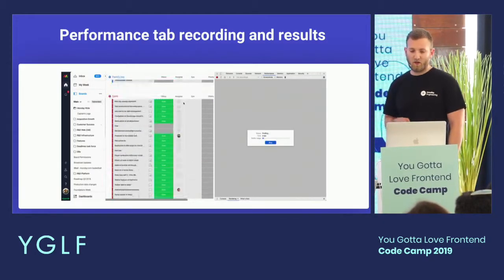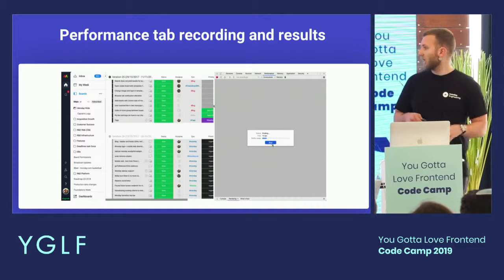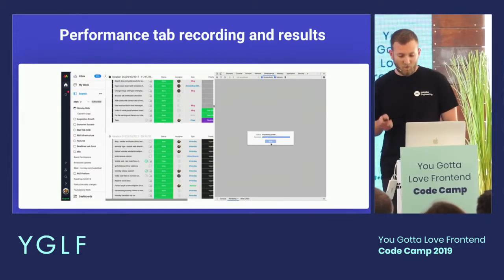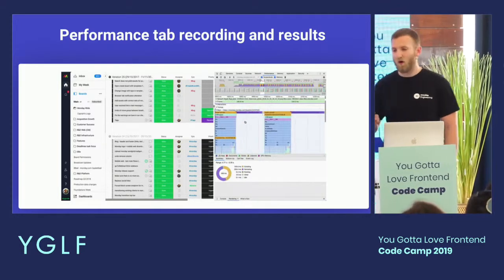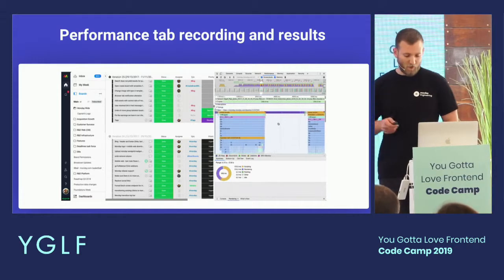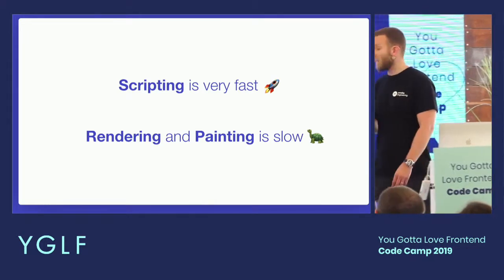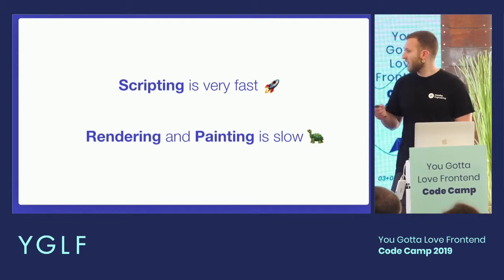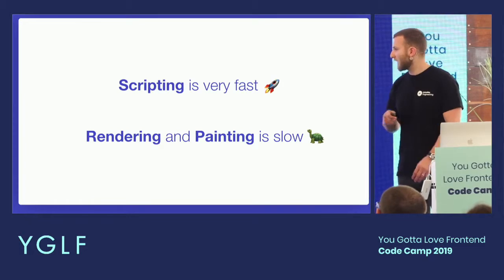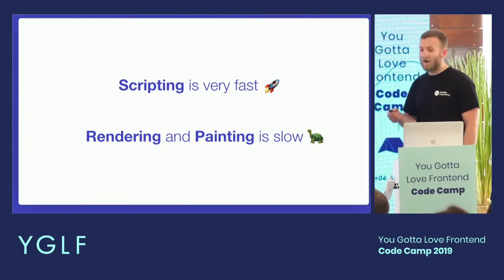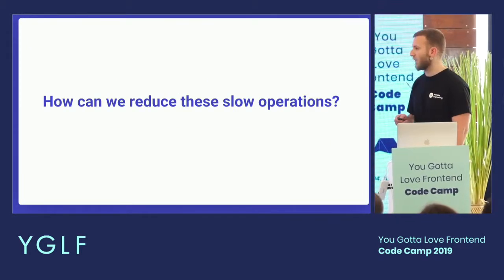If we want to measure the performance, we can, for example, use the Chrome DevTools. We scroll down the page, record the screen from the performance tab, and then we can analyze the results. We will dive into it later to show how we can do it in an easy way. In general, scripting, JavaScript, is very fast, and rendering and painting is slow. DOM manipulation is also fast. We can modify the DOM and search elements very quickly, but the consequences, such as rendering and painting, are slow. So we want to find ways to reduce these slow operations.